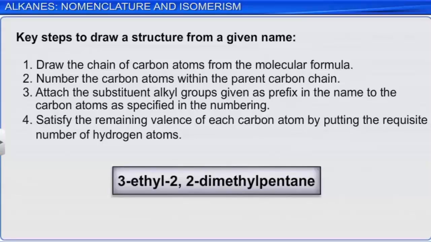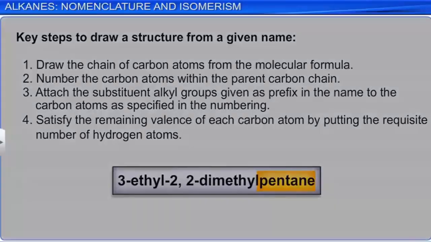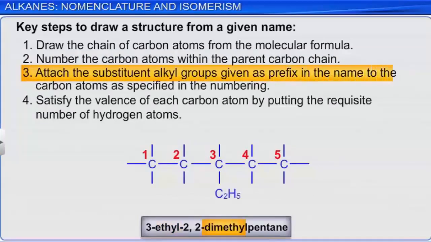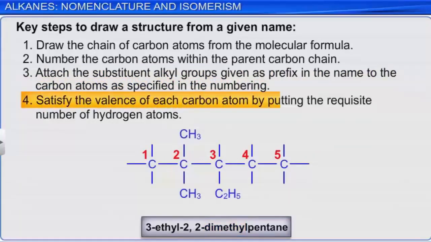First, from the base name, pentane, we can deduce that the parent carbon chain contains 5 carbon atoms. Second, number these carbon atoms. Third, from the name we can identify that we have to attach an ethyl group to atom number 3 and 2-methyl group to atom number 2. Fourth, fill in the remaining places with hydrogen atoms such that each carbon atom fulfills its valence of 4.